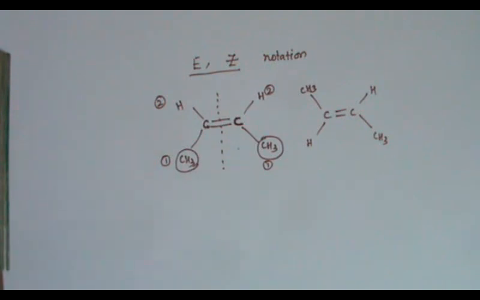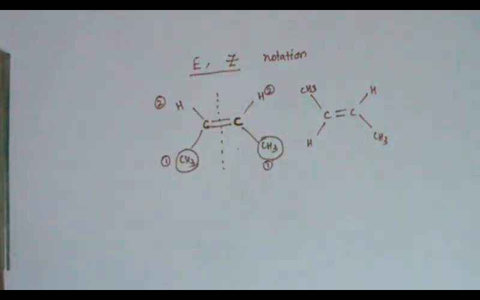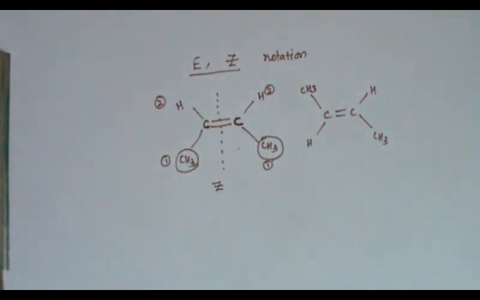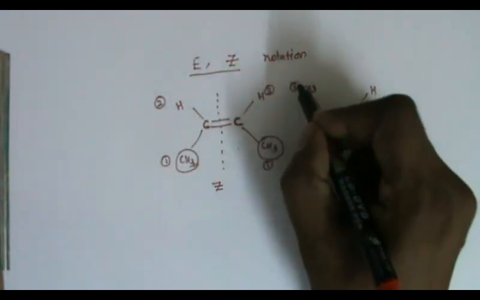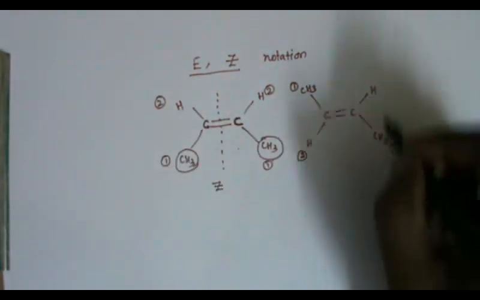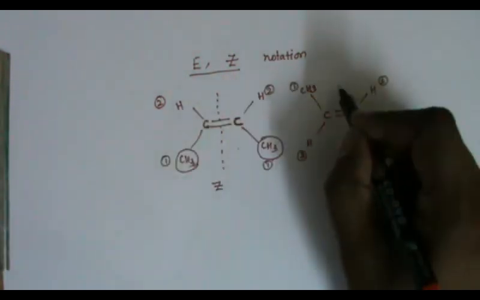Now I go for the whole molecule and compare the priorities. So 1 and 1 are in the same direction. That is known as Z. In this case, the higher priority is for this, the least priority for this. For this carbon, higher priority for this, least priority for this. So we give only 1 and 2 in the case of olefin. In the case of R and S notation, you have to give 4 priorities, but in the case of E and Z, it is only 2.